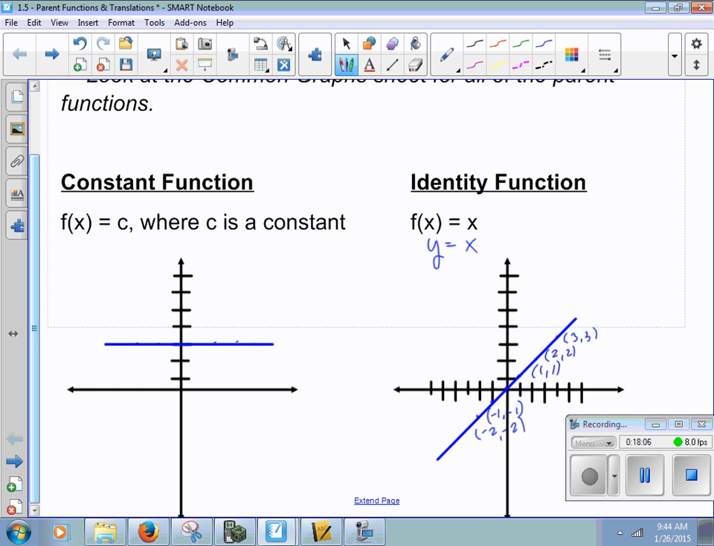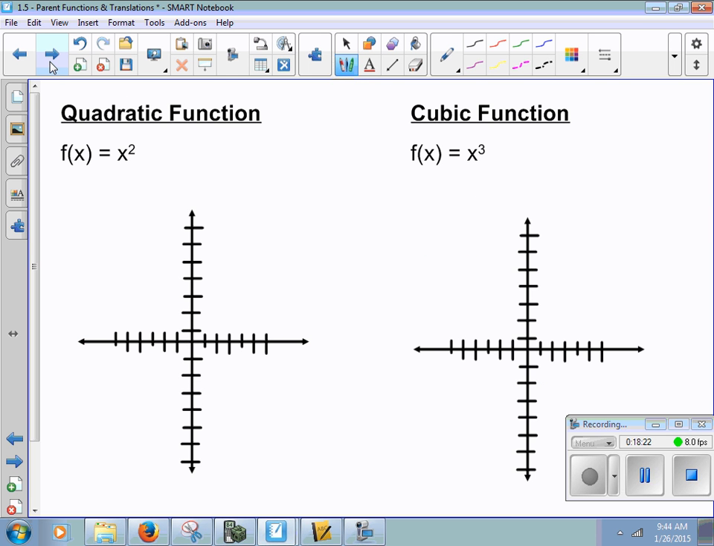What is the domain of the identity function? Anybody? All reals. What's the range? All reals. Every single time. Minute 18, 17, if you want to reference that. Quadratic function. What's a quadratic function look like? It looks like a parabola. This one in particular, is it going to be an upward or a downward turn? Upward. It's going to look like a smile.